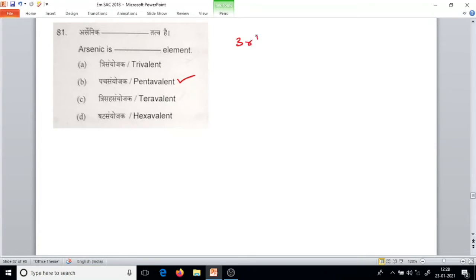In the third group, we have aluminium, gallium and indium. And in the fifth group we have arsenic and antimony. Antimony is Sb, and I think nitrogen also is there in this group. Usually we will use arsenic for the doping.